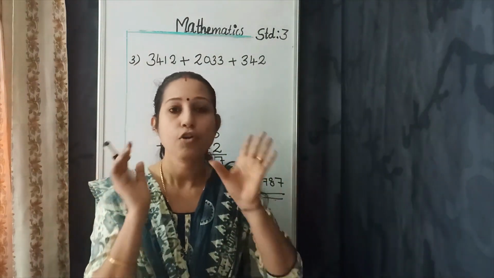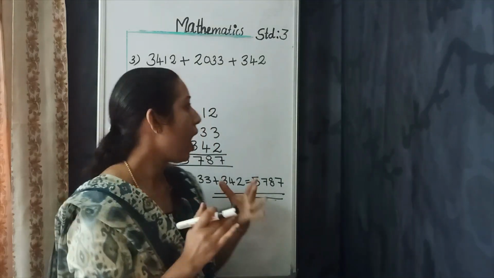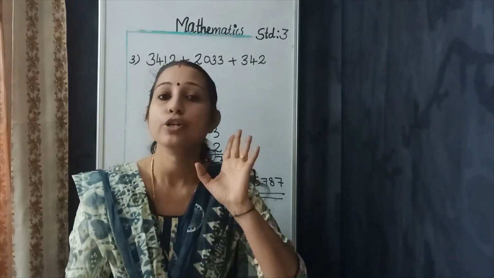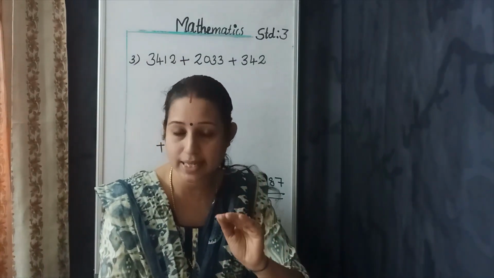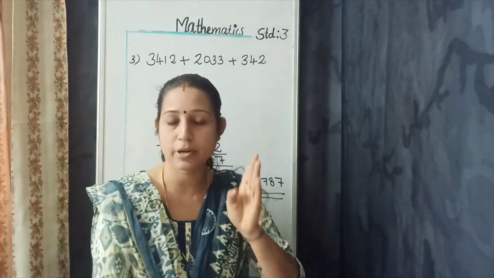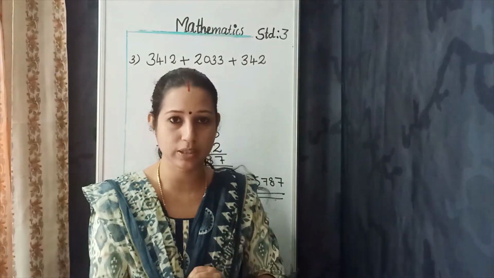For the first topic, addition of 3-digit numbers, we solved 3 examples. For addition of 4-digit numbers, we solved 3 examples. So you should write those 6 examples: for the first topic, 3 examples, and for the second topic, 3 examples, in that practice workbook.